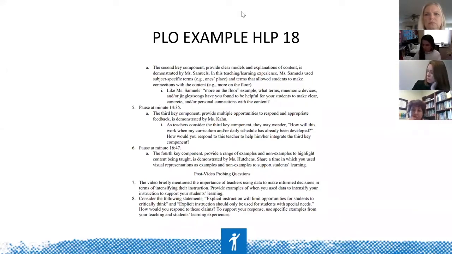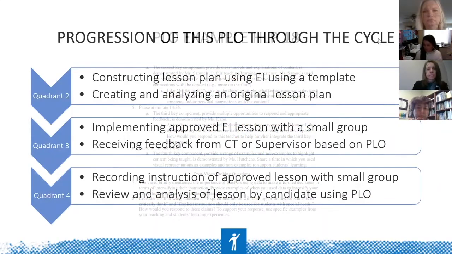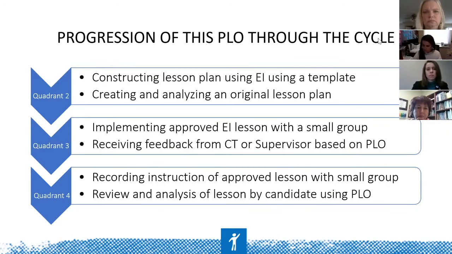I feel like this practice could be evolved or could reflect different features of the learning cycle. What I did was I thought about what I would need to add to my practice or what we would need to do in class to advance this practice through the quadrants. If that was my goal, to make this practice one that could reflect each of those areas, then because I felt like this practice opportunity reflects the first quadrant, to make this appropriate for the second quadrant, a great next step would be to have the students construct their own lesson plans using an explicit instruction template, and then creating and analyzing their own original lesson plan.